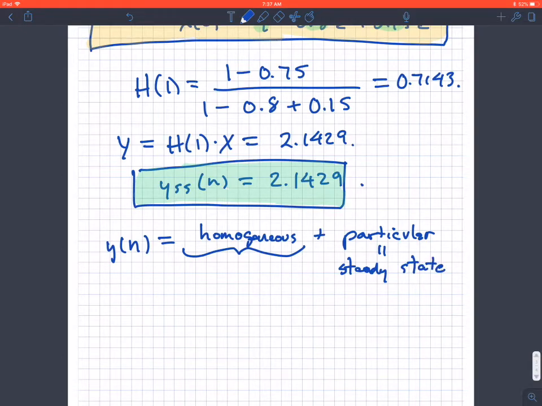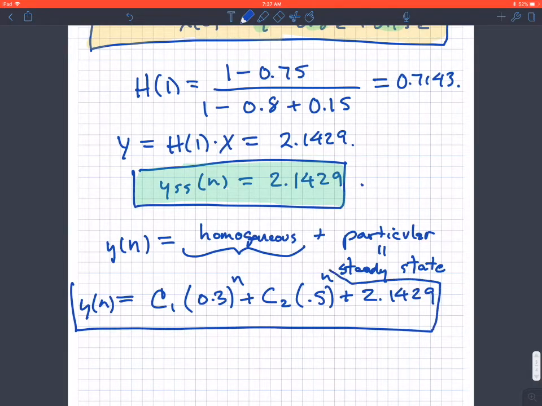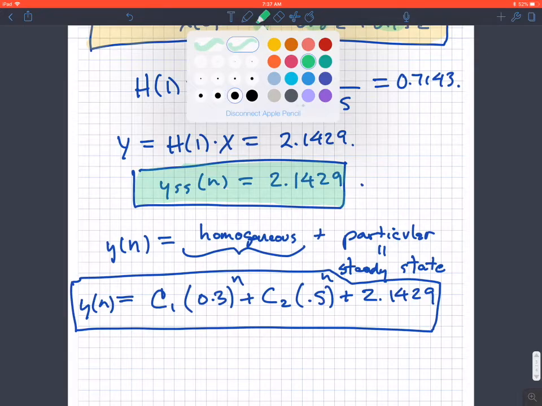Okay, so we calculated the steady state solution already, and we know the form of the homogeneous solution is going to be C1, and our two roots were 0.3, so 0.3 to the n, and the other root was 0.5, and then we add in our particular solution. So this is the answer that I was looking for in part D.